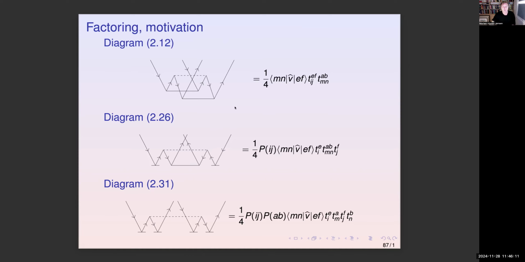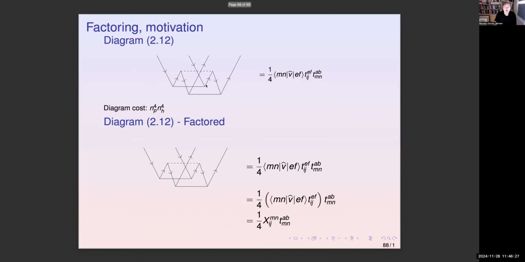So we have also other terms. There's another diagram or full list. These are diagrams which are taken from the textbook of Shavitt and Bartlett. So if you now look at this specific diagram, if we go back to that, we see that this one can be rewritten in terms of an intermediate calculation.